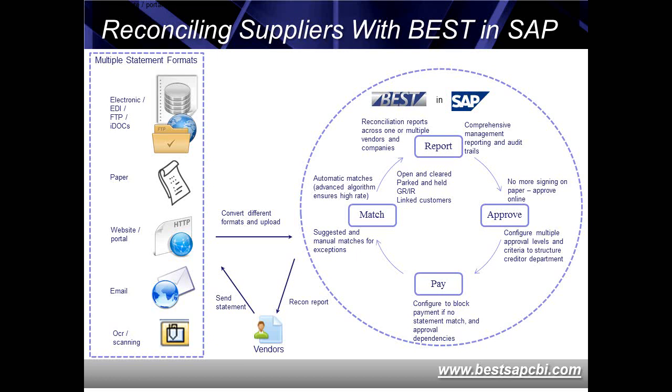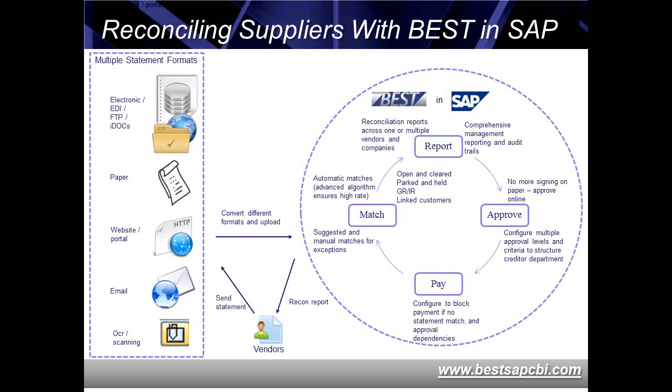Moving to the block that says approve. If you approve your supplier reconciliations by printing and signing, you can now save these printing costs and approve the reconciliation directly in SAP. This also has a proper audit trail in SAP of the user, date and time when a reconciliation was approved or rejected. You can configure as many approval levels as you need.